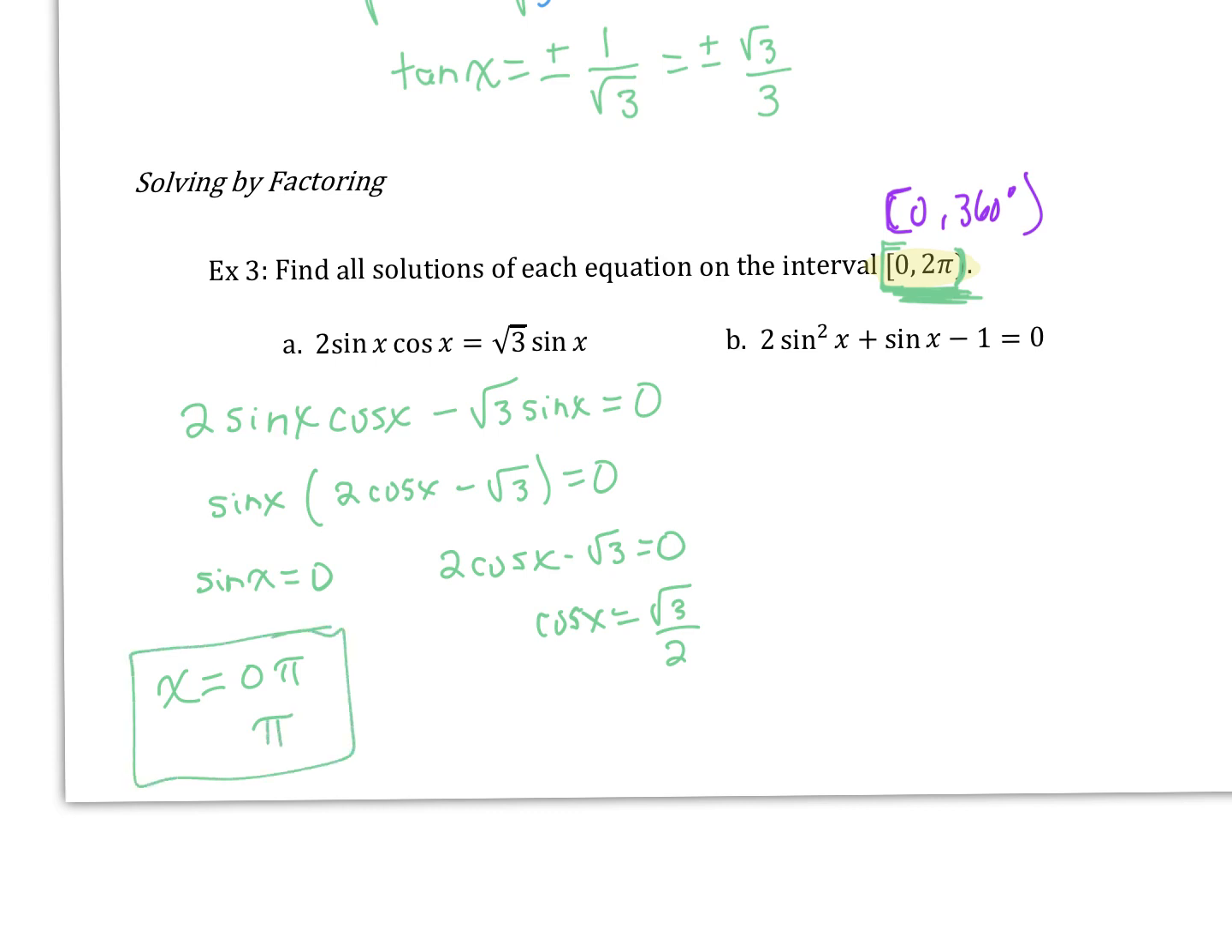So those are part of our solutions. We get 2 solutions for cosine of x equals square root of 3 over 2 also. Where is that? Yep, pi over 6. We're getting a lot of pi over 6s, aren't we?